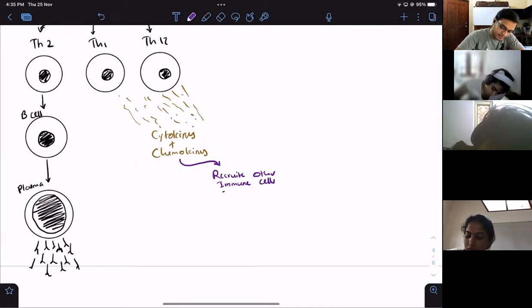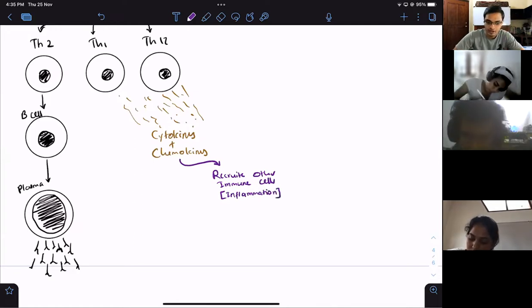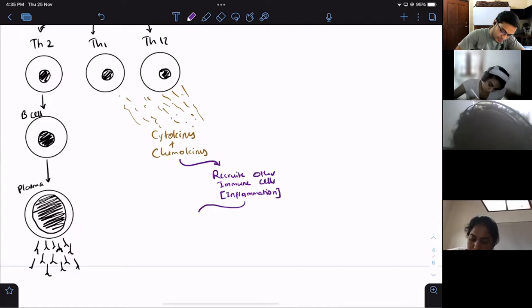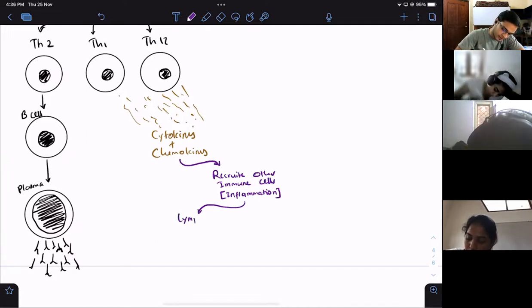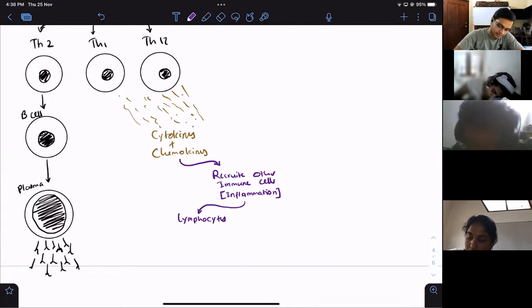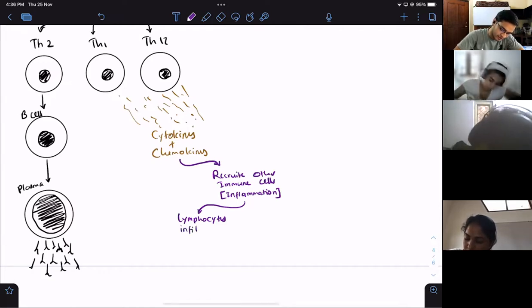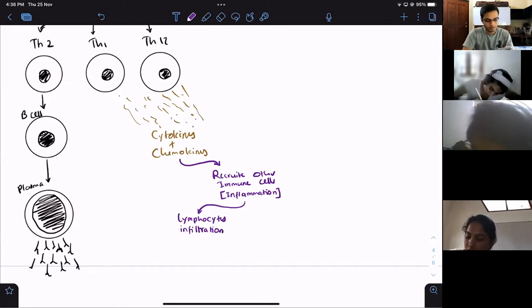Okay, this is what is giving rise to the inflammation, guys. This is another factor that gives rise to the inflammation, right? And because of this, especially they are going to recruit a lot of lymphocytes. A lot of lymphocytes start coming to this glandular area, right? This is what we call lymphocyte infiltration.